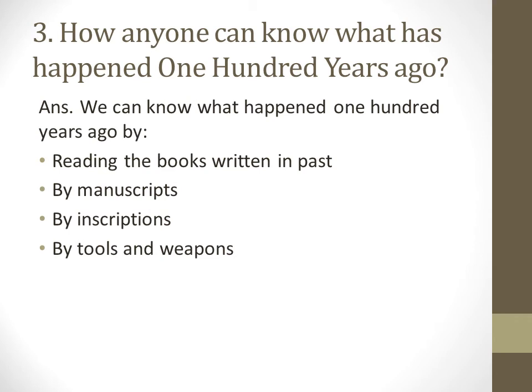Question 3. How can anyone know what has happened 100 years ago? We can know what happened 100 years ago by reading the books written in the past, by manuscripts, by inscriptions, and by studying tools and weapons and all other things that the archaeologists dug out from the surface of the earth.